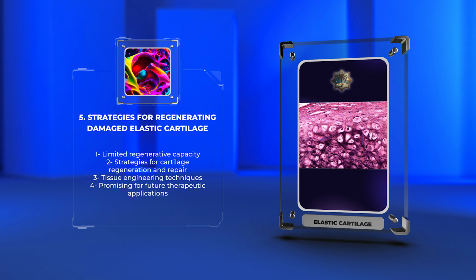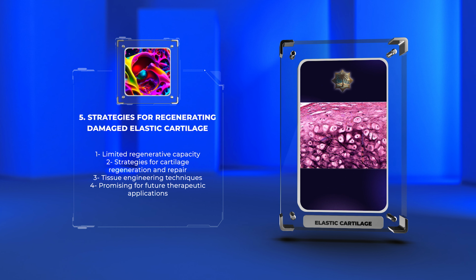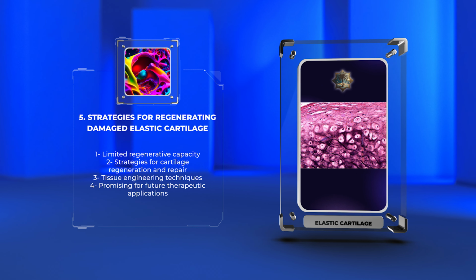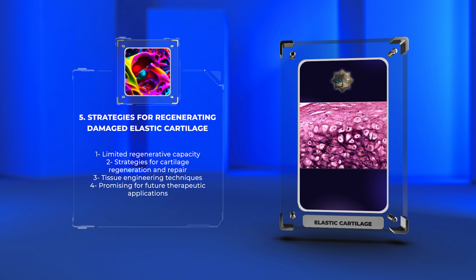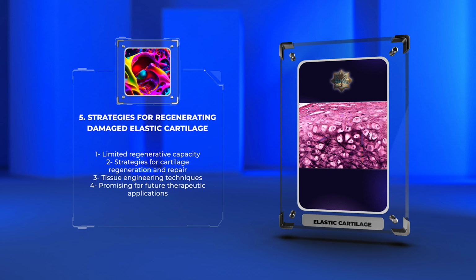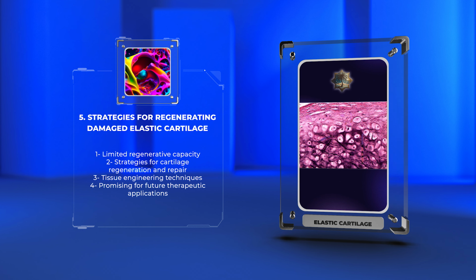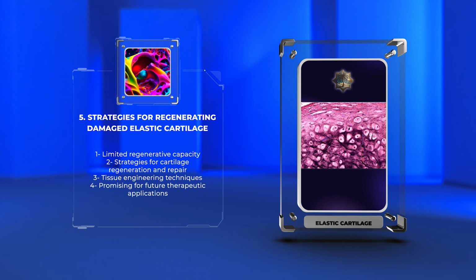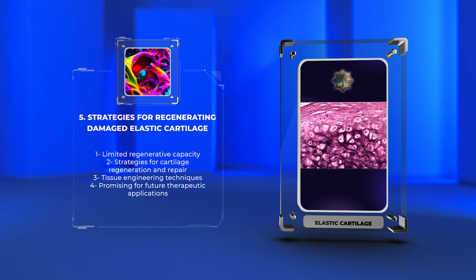The regenerative capacity of elastic cartilage is limited compared to other tissues in the body. However, researchers have been exploring various strategies to promote cartilage regeneration and repair. These include tissue engineering techniques, such as the use of biomaterial scaffolds and stem cells, as well as the manipulation of growth factors and gene expression to stimulate chondrogenesis. Although still in the experimental stage, these approaches hold promise for future therapeutic applications.